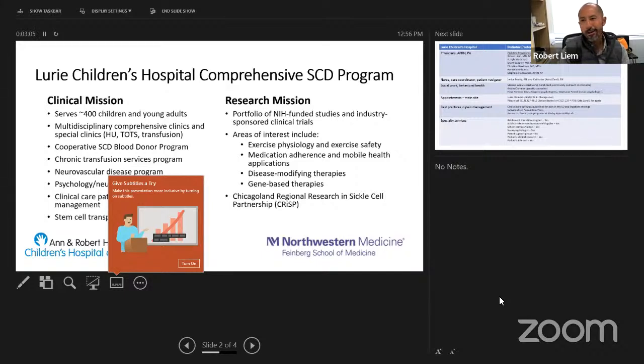Like many of the other programs that presented today, we have clinical care guidelines and pathways, both in the inpatient and the emergency department settings, for both fever and pain management. And then we have a really robust stem cell transplant program that sees our referrals internally from our own program for curative therapies. I just wanted to say a few words about our research mission. We've always had a rich tradition of having studies open here that are both NIH funded as well as industry sponsored.